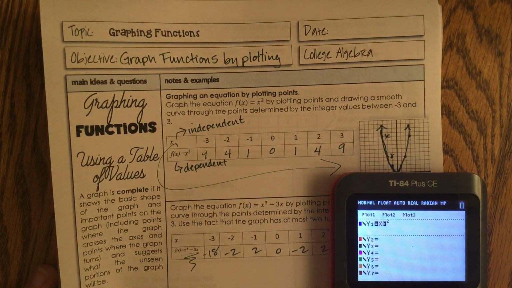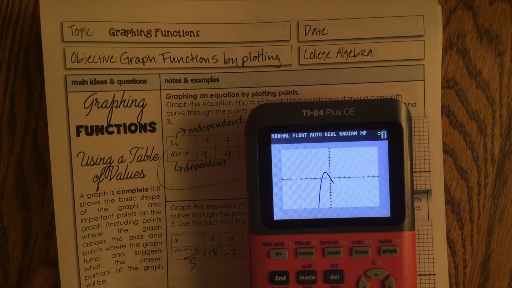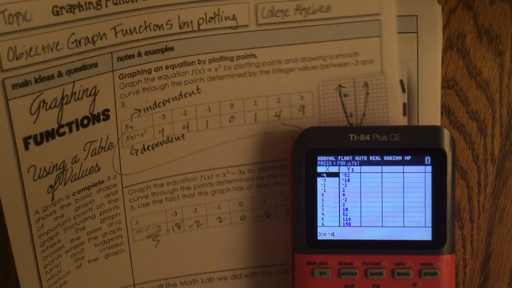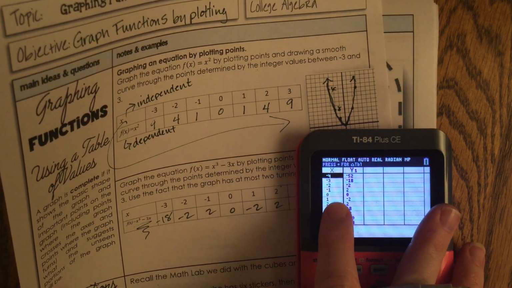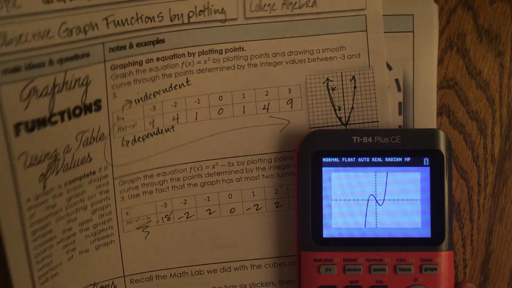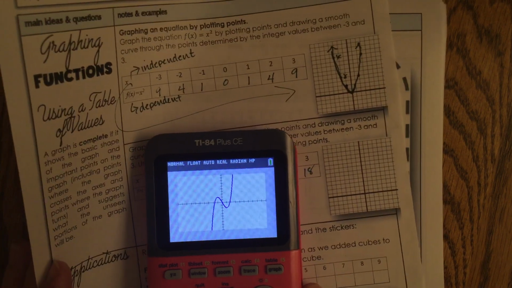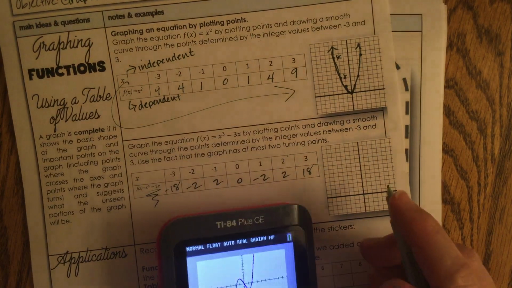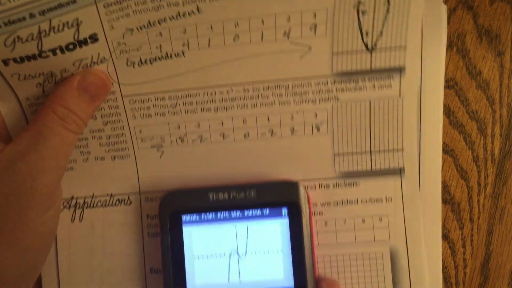Let's see what this function would look like. We have x cubed minus 3x. Here's what the graph looks like. And then here is the table of values. So again, negative 3, negative 18, negative 2, negative 2, negative 1, 2, 0, 0, 1, negative 2, 2, 2. But just to give a sense of how this cubic function is going to be graphed, it's helpful to do it on the calculator. Let's take a look at lining up some of these points.